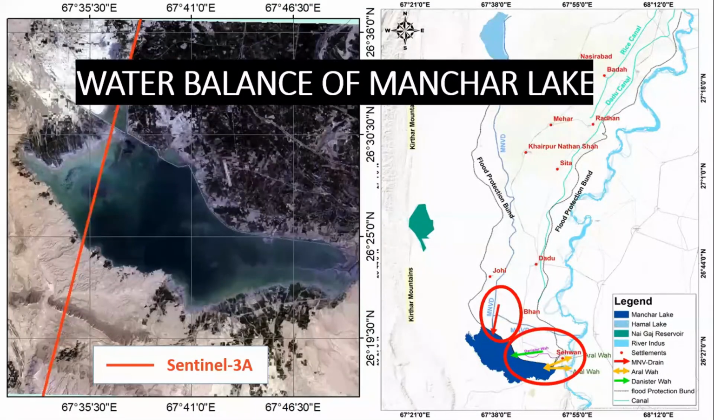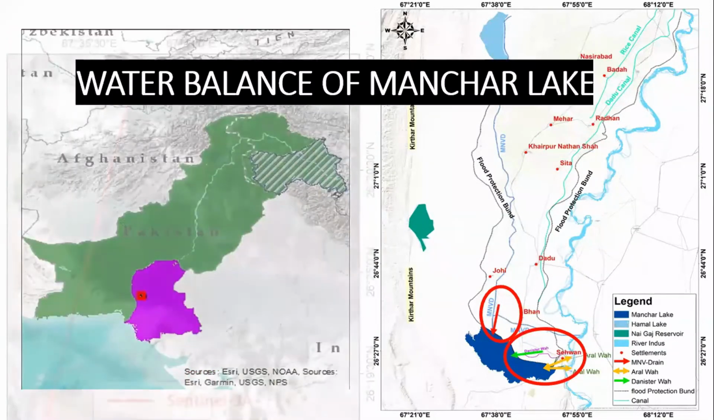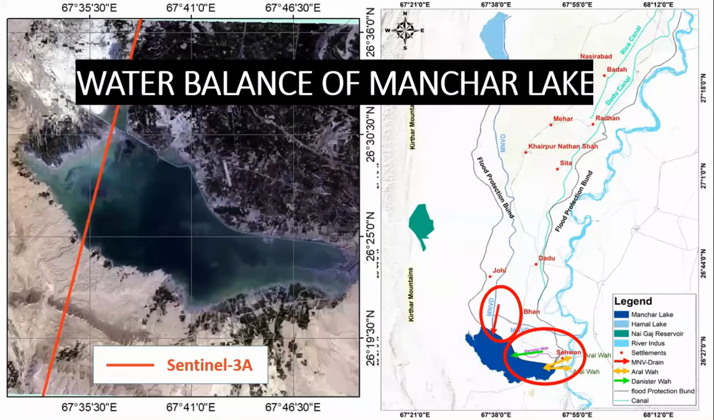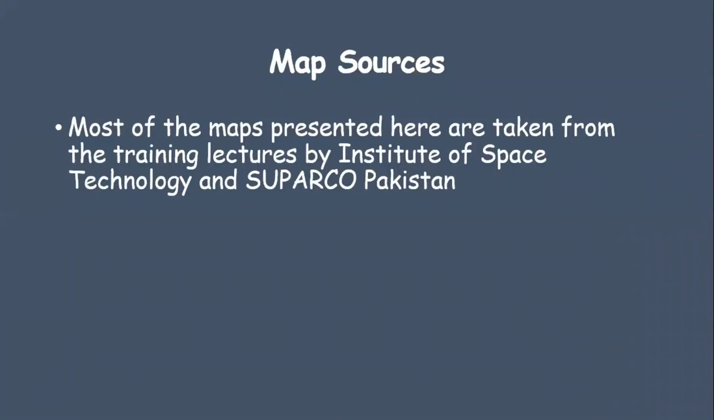You can see that altimetry and LiDAR are all examples of remote sensing which can be used as applications for water resources. Most of the maps presented in this presentation are taken from lectures by the Institute of Space Technology and SUPARCO Pakistan, so we should give credit to SUPARCO and IST for that. And this was the end of my presentation.